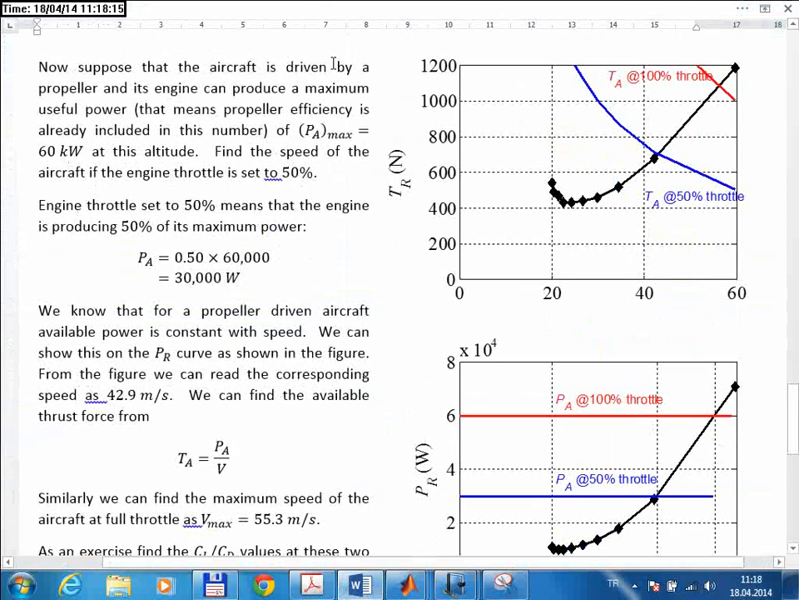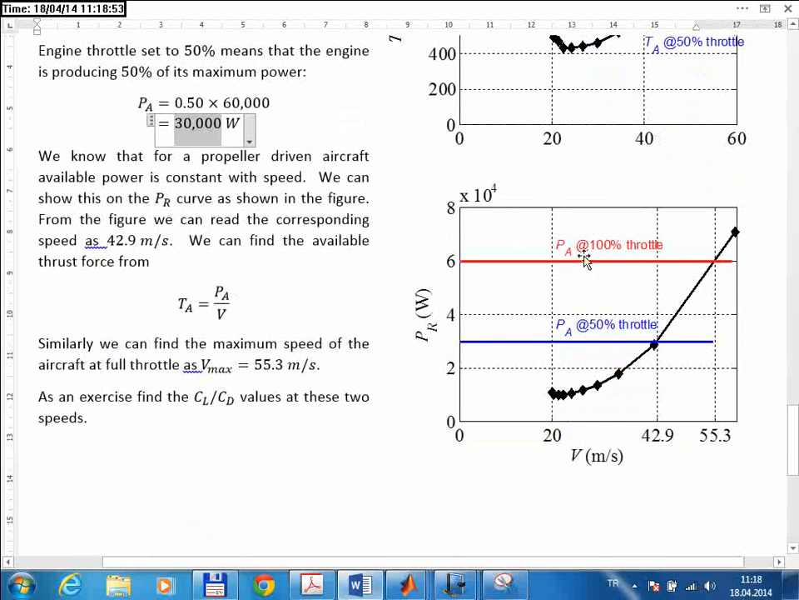Suppose that this aircraft is driven by a propeller, and the engine can produce a maximum of 60 kilowatts at full throttle. And if the pilot sets the throttle to 50%, what will be the speed of the aircraft? At full throttle, the aircraft can produce 60 kilowatts, and at 50% throttle, the power output of the engine will be just half of that. So the available power will be 30,000 watts or 30 kilowatts.